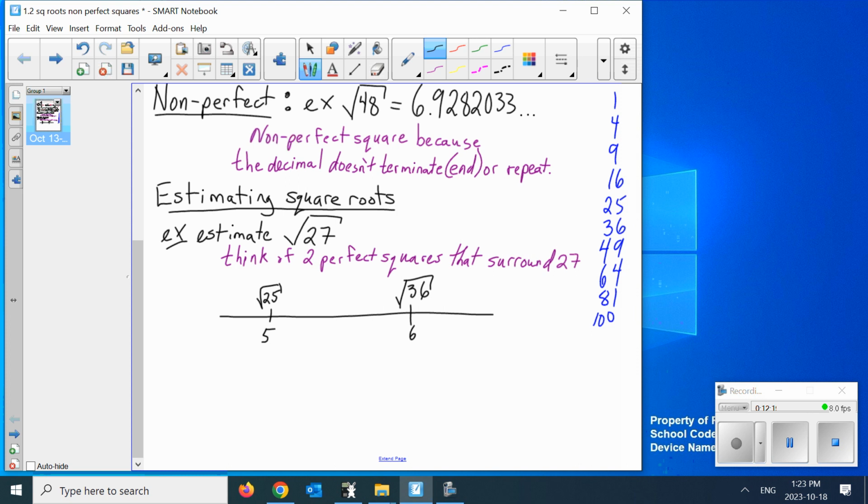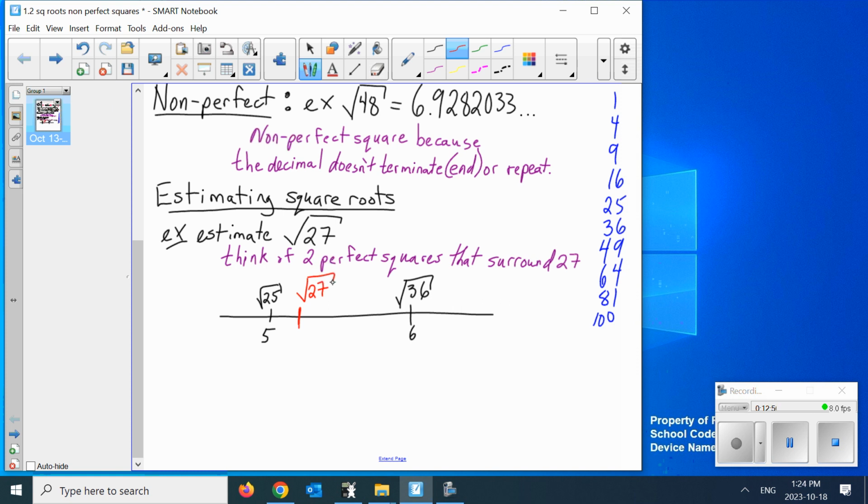So I'm going to guess that my root 27 is closer to the 25 than it is to the 36. So I know it's probably not going to be 5.5 or bigger. It's close. I don't know. What would you guess? 5.1, 5.2? What do you think? Okay, I'm going to go with one decimal. So I'll go with 5.2.